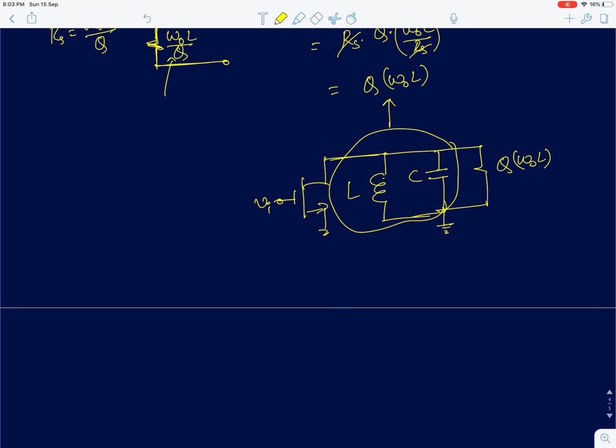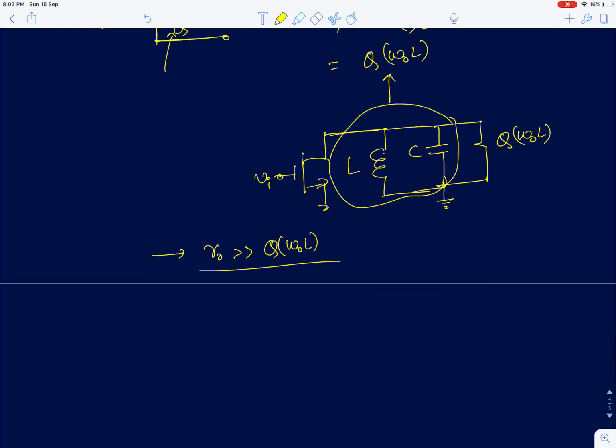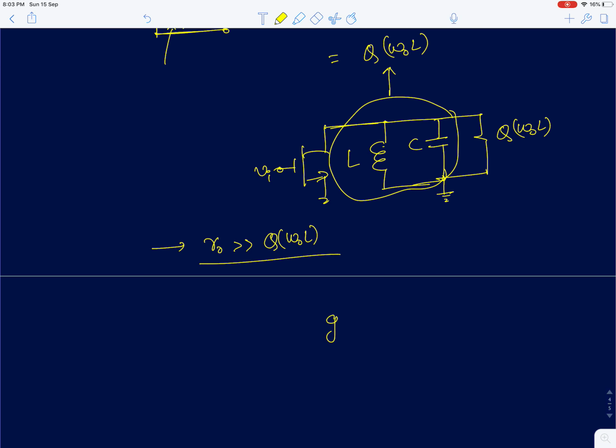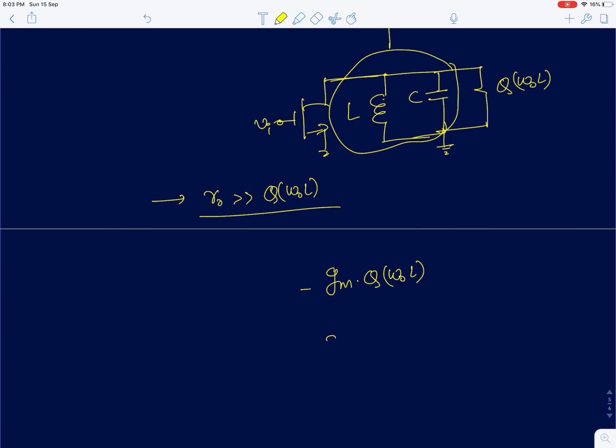C will resonate out and they will behave like an open circuit at the resonant frequency. And I'll also make another assumption that Q into omega naught L, which is Rp, is much smaller than R naught. Generally that's the case, your R naught will be much higher. So you'll be left with the gain being minus Gm into Q into omega naught L. I don't have to write the minus here, simply the magnitude of the gain Av is going to be Gm into Q into omega naught L at the resonant frequency.